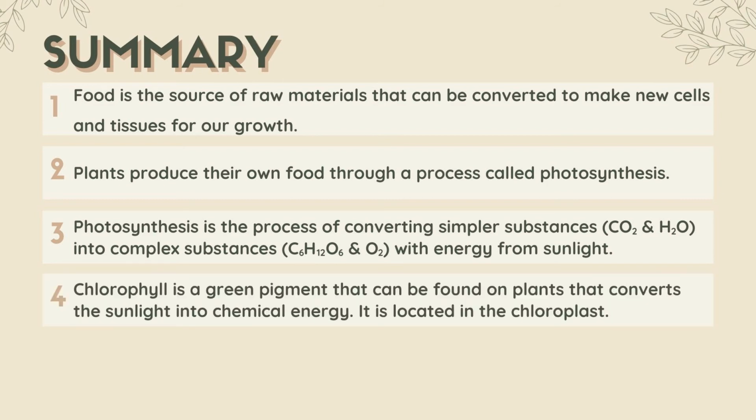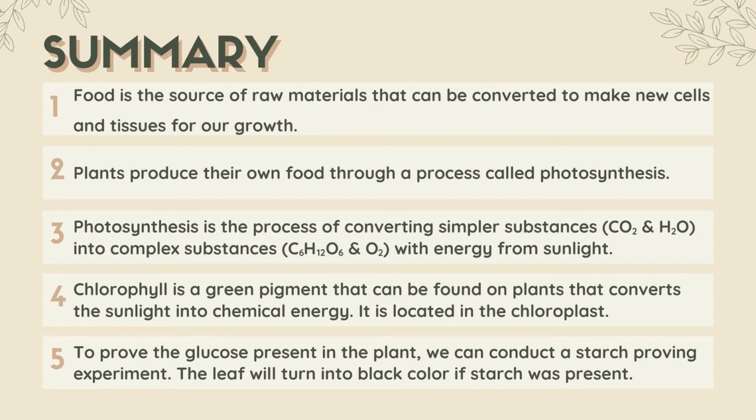Chlorophyll is a green pigment that can be found in plants that converts the sunlight into chemical energy. Chlorophyll is located in the chloroplast. To prove the glucose is present in the plant, we can conduct a starch proving experiment. The leaf will turn black if starch is present.